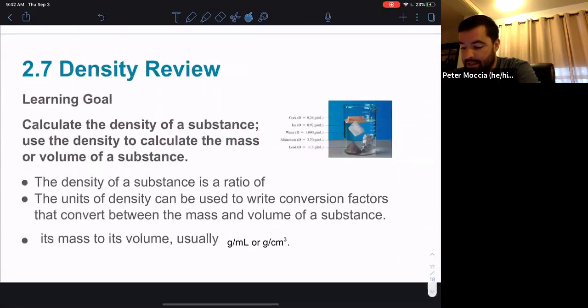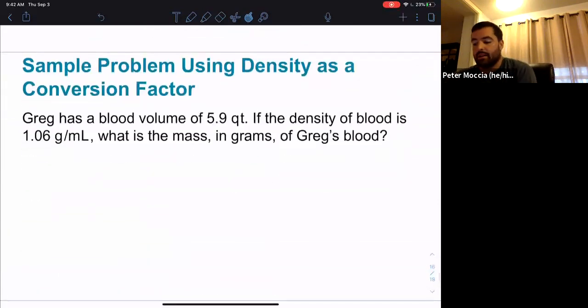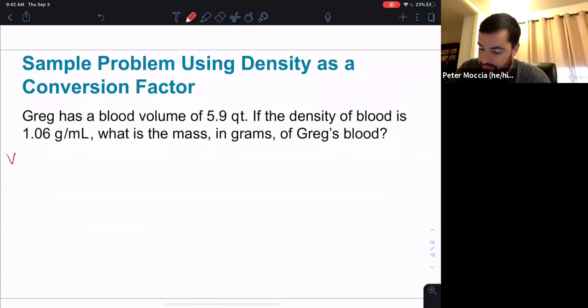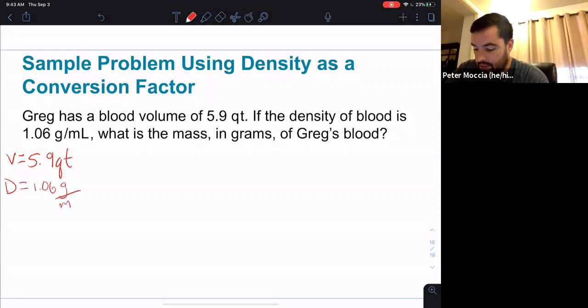And then the last problem we're going to do is a little problem using density as a conversion factor. So it says Greg has a blood volume of 5.9 quarts. If the density of blood is 1.06 grams per milliliter, what is the mass in grams of Greg's blood? Okay, so we're going to write down our knowns and our unknowns. We know that the volume is equal to 5.9 quarts. Okay, and we know that the density is equal to 1.06 grams per milliliter.